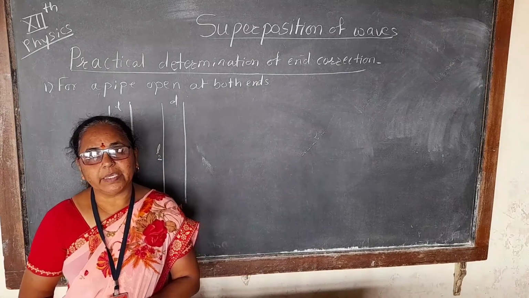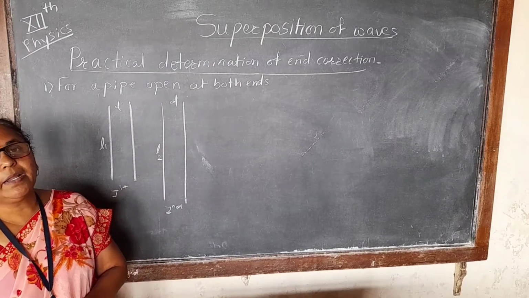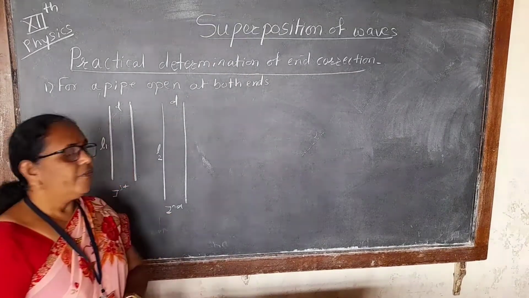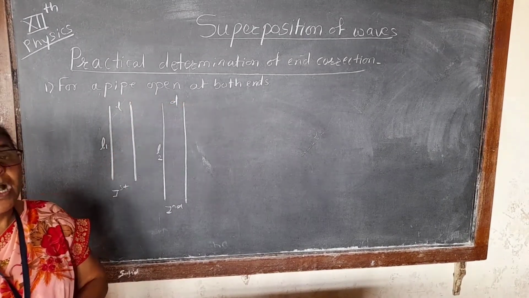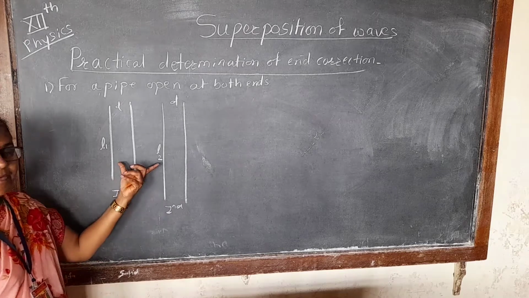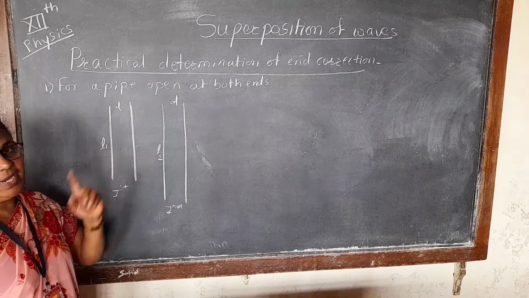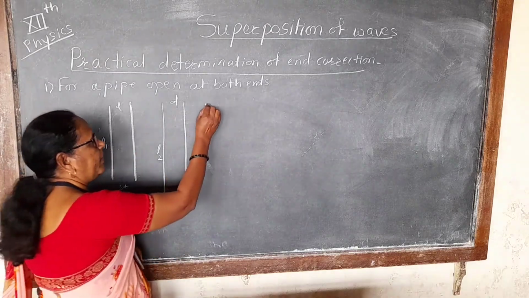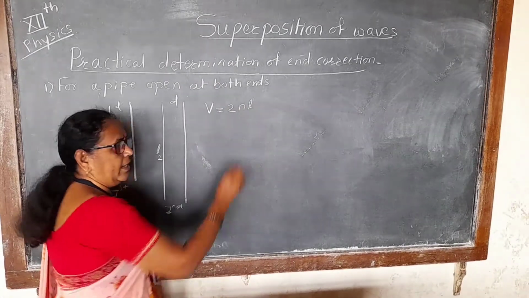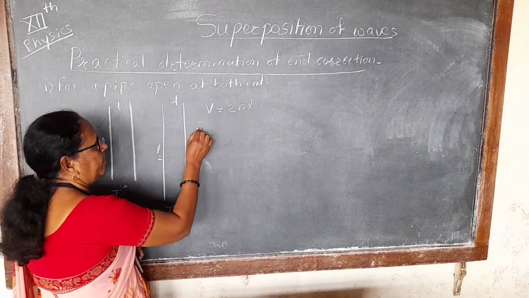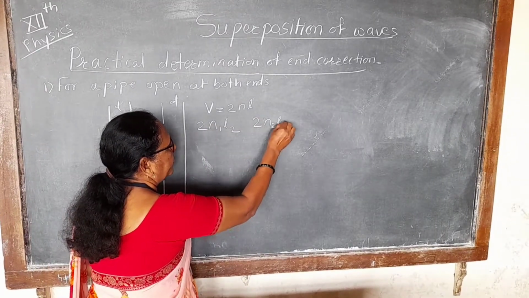So, the value of E, how to determine it practically, that we are going to see today: the practical determination of end correction. For this purpose, we first consider the case of a pipe which is open at both ends. See here, we have taken two pipes of the same diameter and different lengths L1 and L2. For a pipe open at both ends, velocity is given by 2NL. So for the first pipe it will be 2 N1 L1 and for the second pipe it will be 2 N2 L2.